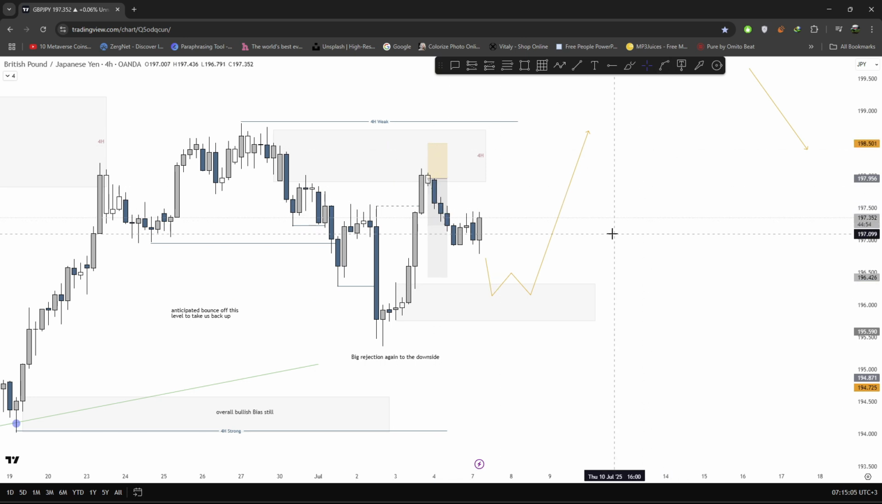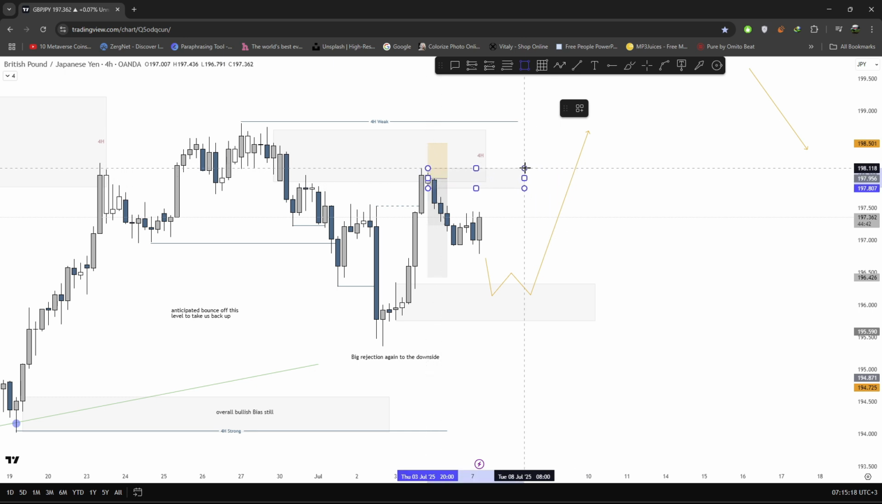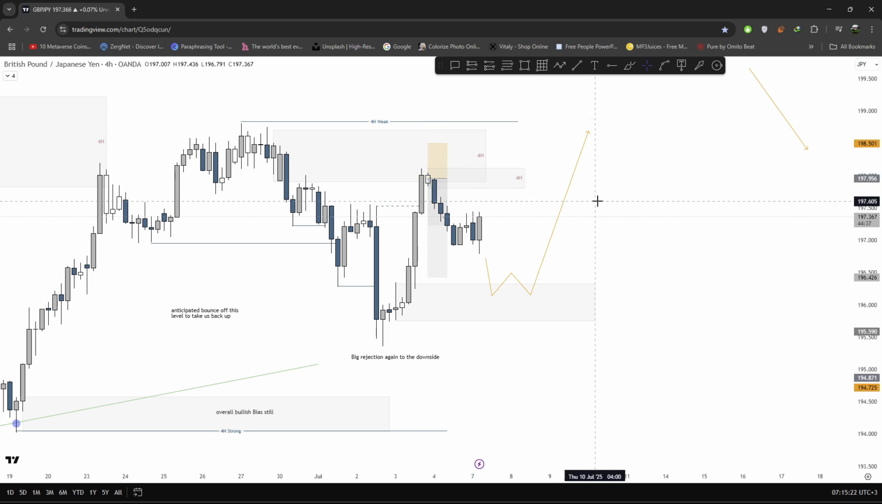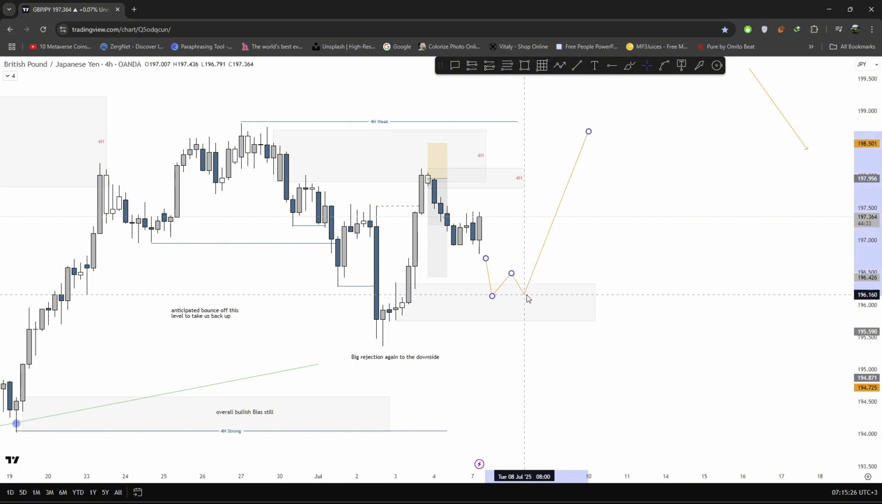Let's see what price does this week. Again, Frankfurt Open and London Open today would be our catalyst for the day to give us more pullbacks to maybe some of this supply here. Maybe a reaction off of that, and then we continue to the downside, possibly, but I'd be looking for buys from this region down here. So whatever needs to happen for price to get here is what I'd be interested in looking at.